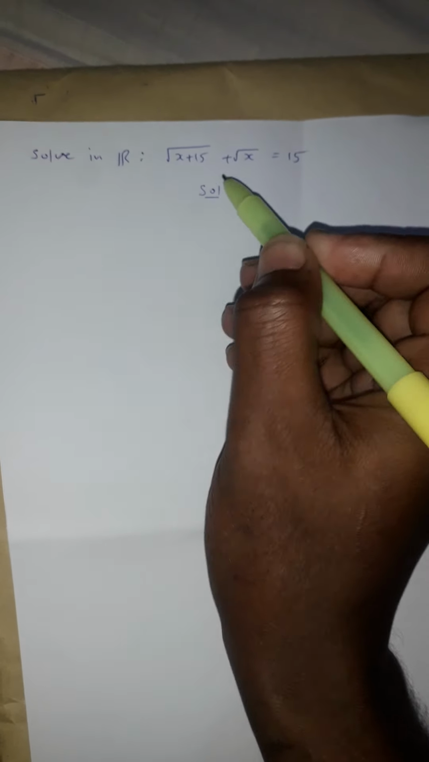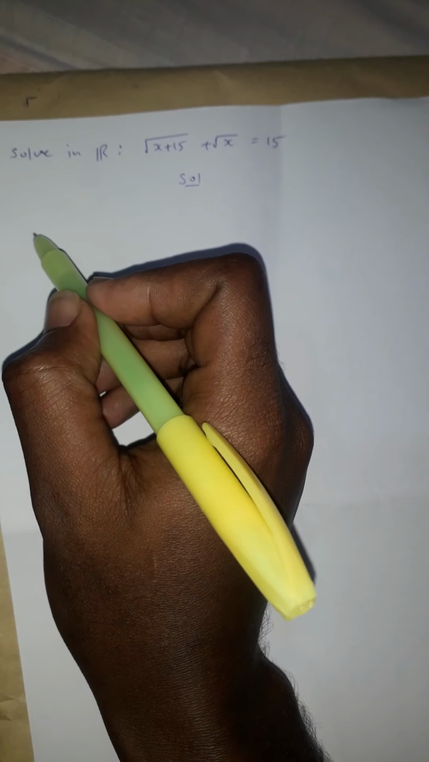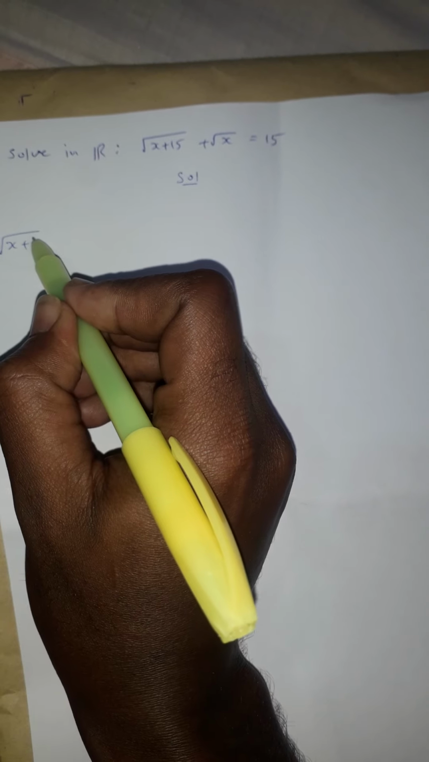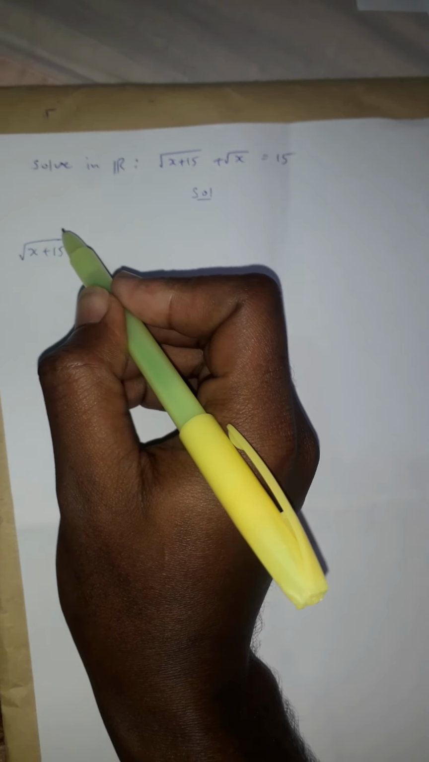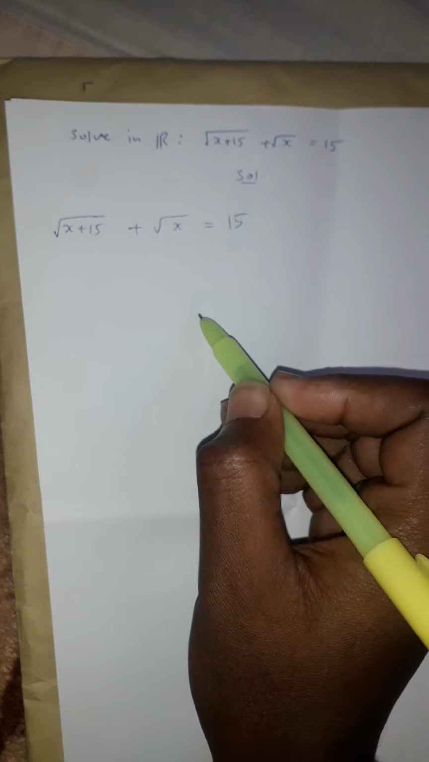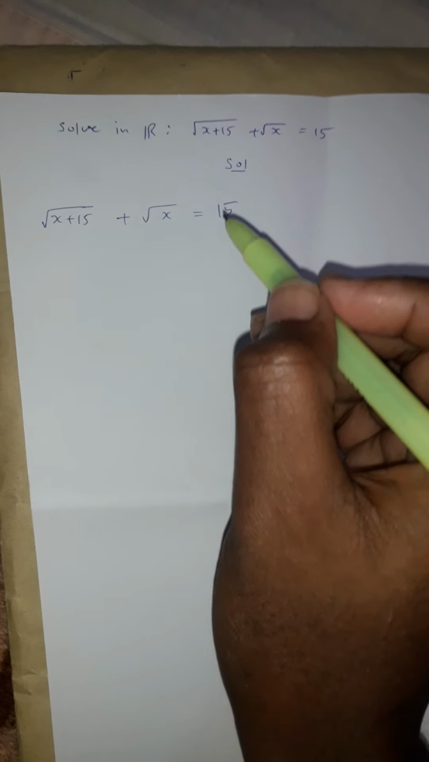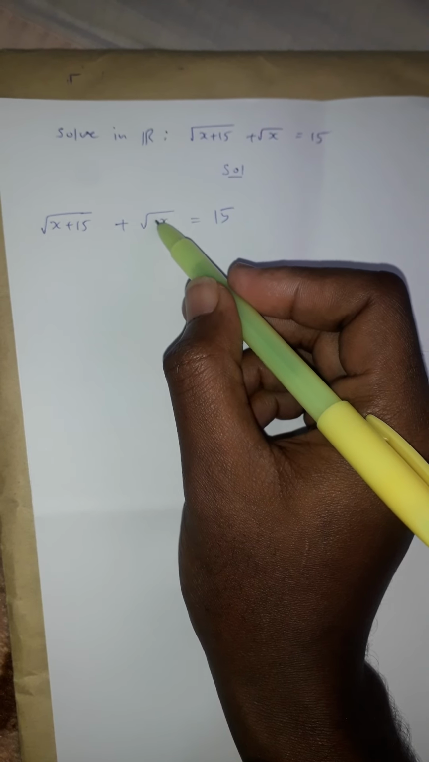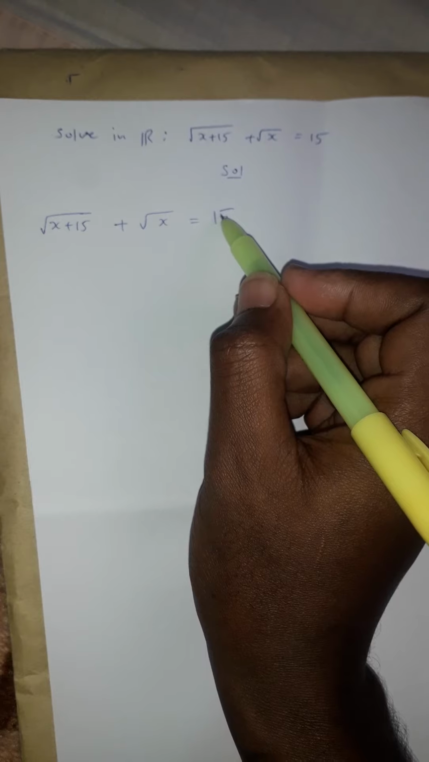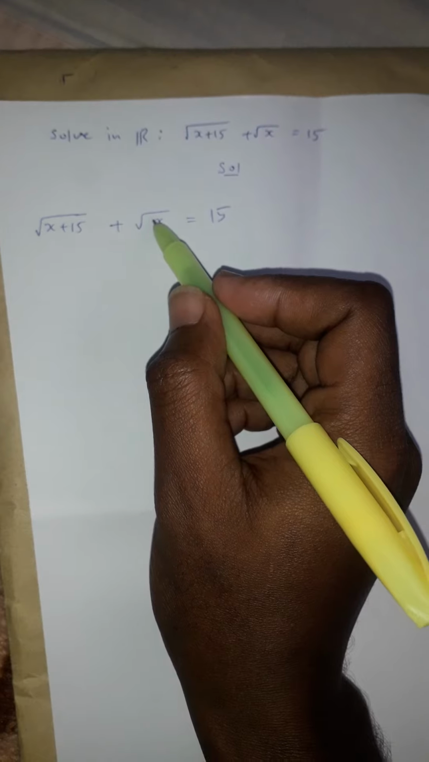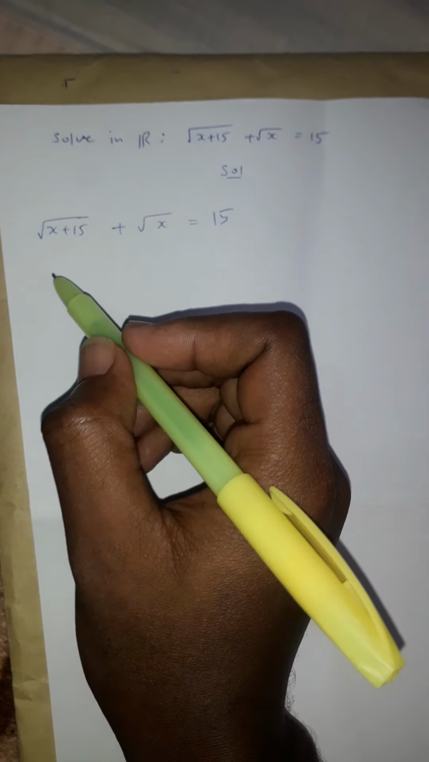So to find that number from the set of real numbers, we rewrite the equation: root (x plus 15) plus root x is equal to 15. So we interchange root x and 15. That means we take root x to the other side and 15 to the other side. So we have to subtract 15 from both sides, and subtract root x from both sides simultaneously.